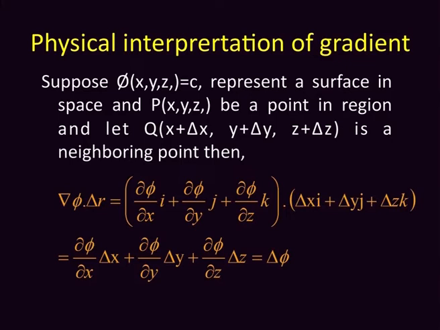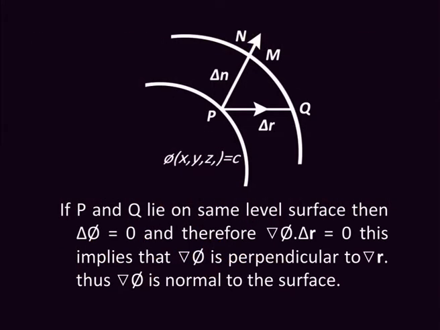Then ∇φ · δr is equal to (∂φ/∂x i + ∂φ/∂y j + ∂φ/∂z k) · (δx i + δy j + δz k), that is equal to ∂φ/∂x δx + ∂φ/∂y δy + ∂φ/∂z δz, that is equal to δφ. It represents the change in φ.